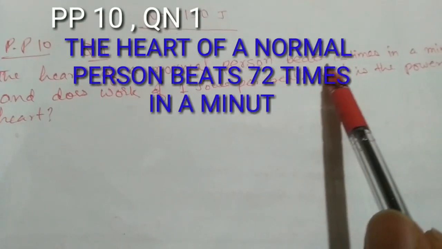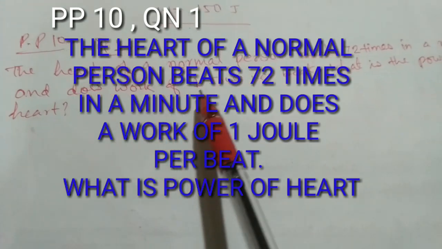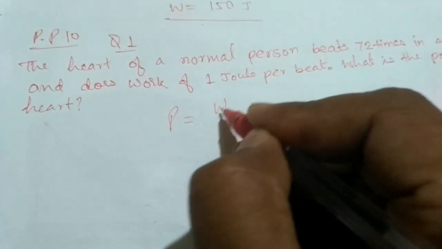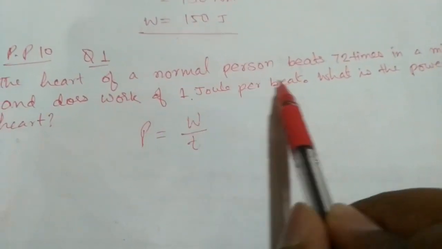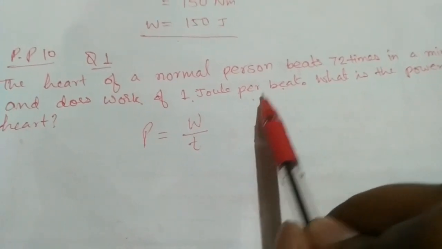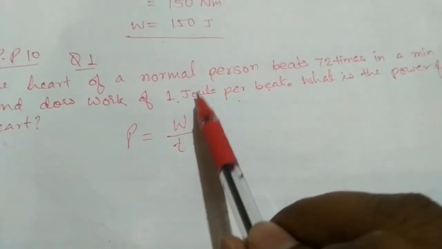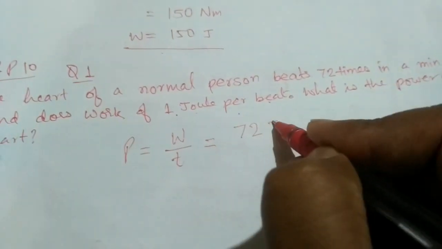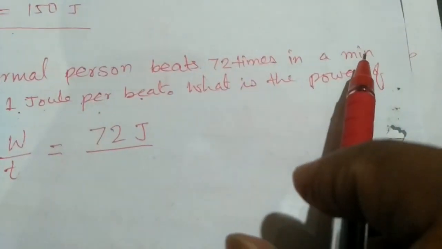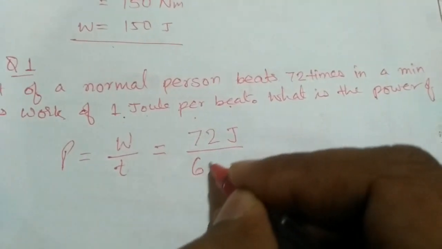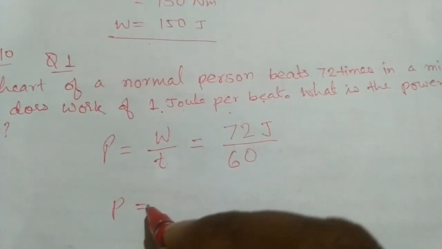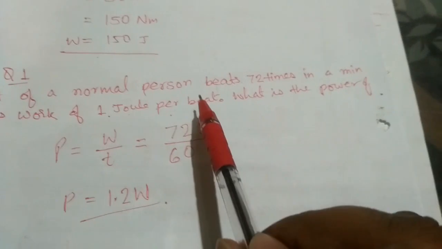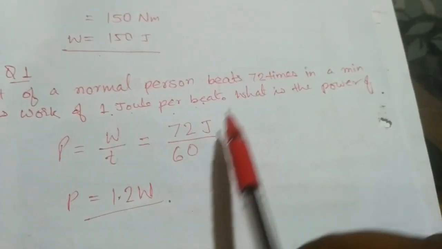The heart of a normal person beats 72 times in a minute and does work of 1 joule per beat. What is the power of the heart? To calculate power, we have the equation power is equal to work upon time. The work done is 1 joule per beat, and how many beats? 72 times. So 1 beat means 1 joule of work is done, and 72 beats means 72 joule of work is done. And this is done in how much time? In a minute, which means 60 seconds. On dividing by 60, power is equal to 1.2 watt. Again, 1 beat means 1 joule of work, 72 beats means 72 joule of work.